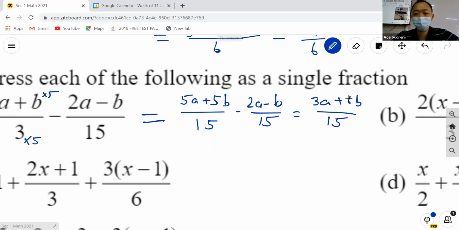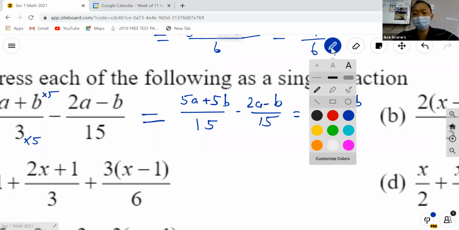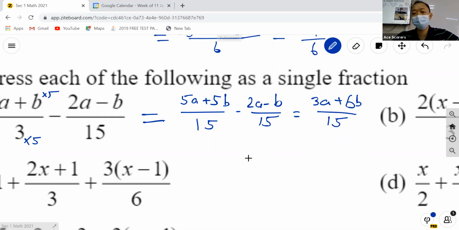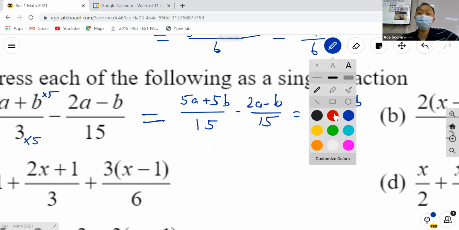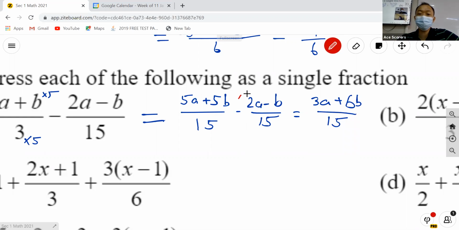Oh, minus b. Yeah, so once you do enough, you can skip a lot of steps. You'll be very fast. People will be wondering, how do you do that? It's because you can see that this rainbow, this becomes a plus b. So it's 5b plus b, so we get 6b.